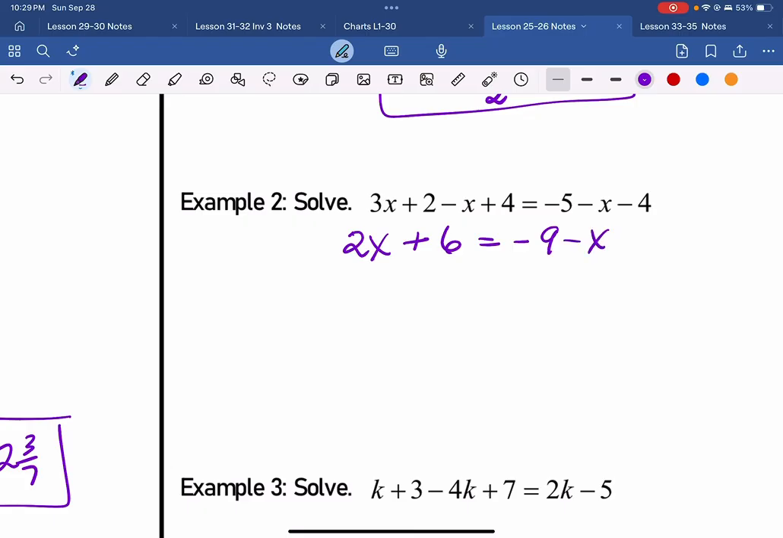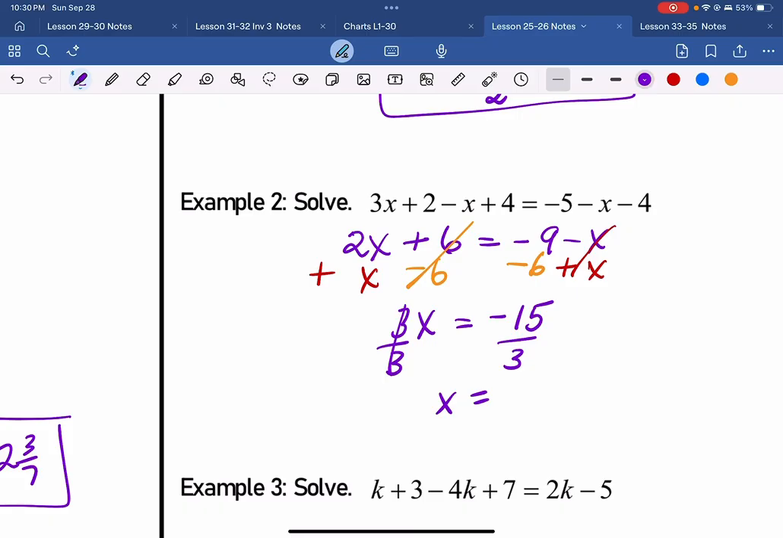Like I told you, I prefer a positive x, so I'm going to move him over here. That way I don't end up with the negative x. So this becomes 3x. And then I'm going to move him over here, right? Because I want the x's on one side and the constants on the other. So it's going to be negative 15. Divide both sides by 3. x equals negative 5.